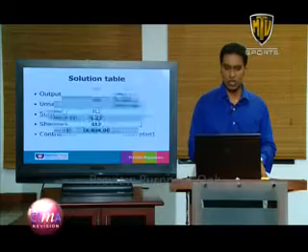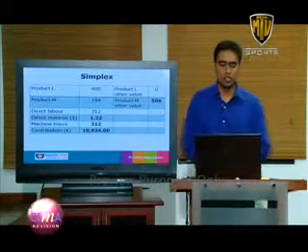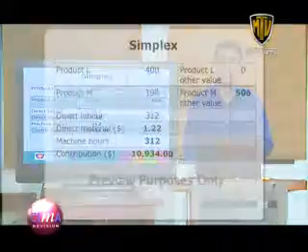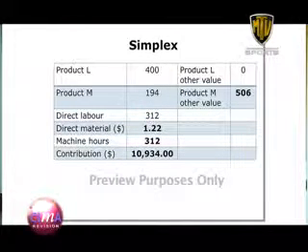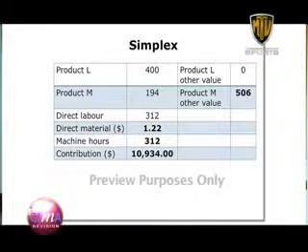And looking at our output table, you've got product L, 400, which is likely to be the production of product L. Product M, 194, which is likely to be the production of product M. Product L, other value, unsatisfied demand, probably. You'll notice it's 0. Product M, other value, unsatisfied demand for product M, 506.